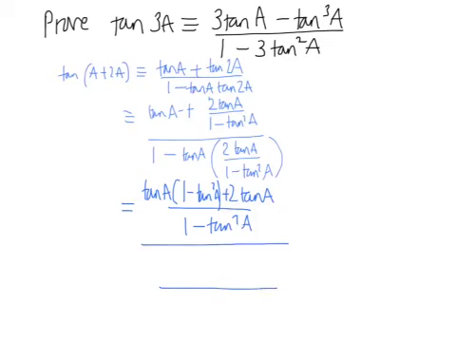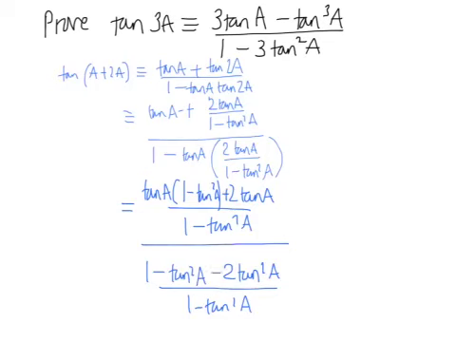Bottom of the fraction, again we're going to have 1 minus tan squared a as our common denominator. This term is already over 1 minus tan squared a, and we've got tan a multiplied by 2 tan a, so we can write that as 2 tan squared a. And the 1 wasn't over that denominator, so we're going to multiply the 1 by the denominator.